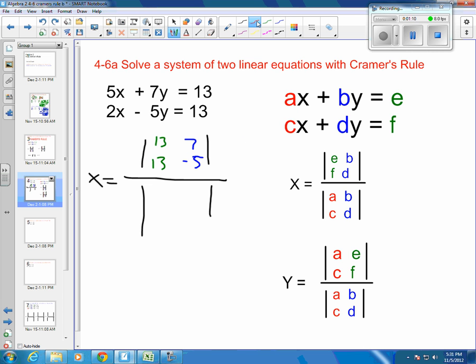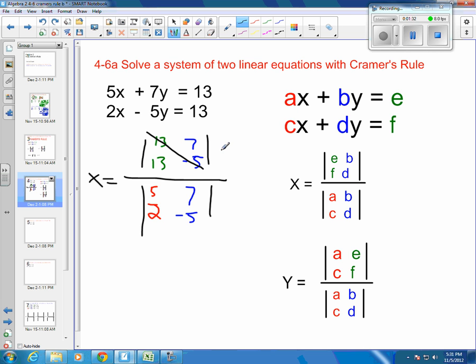Then I'm going to go to the denominator, and this is my X's, right? My A and C are my X's, so that's 5, 2. And the B, D are the Y's again, so that is going to be the 7, negative 5. Then I'm ready to solve my determinants. So I multiply my diagonals and subtract.